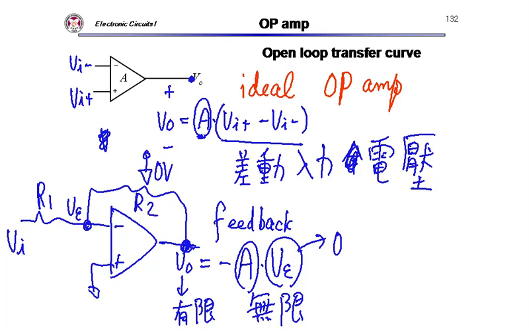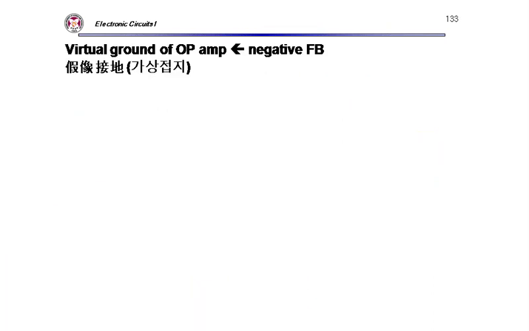So this happens with a negative feedback, okay? Negative feedback. I apply Vo to the minus input. That's a negative feedback, right? So if I have a negative feedback around the op-amp circuit, I should have a virtual ground. The virtual ground means my Vi positive input is the same as Vi negative input.